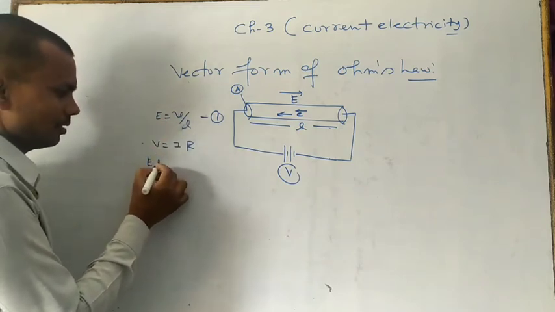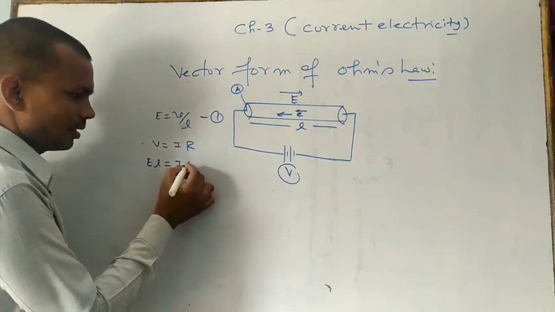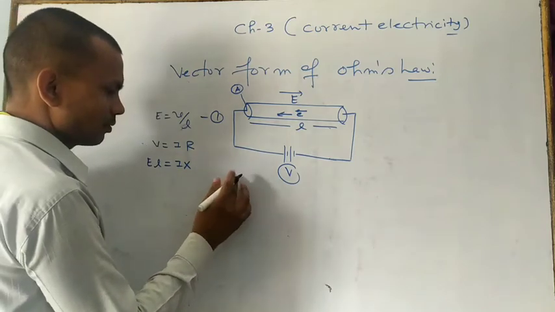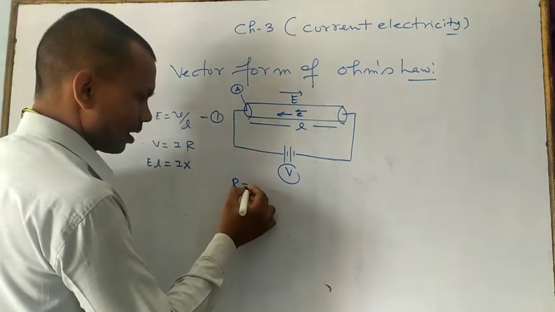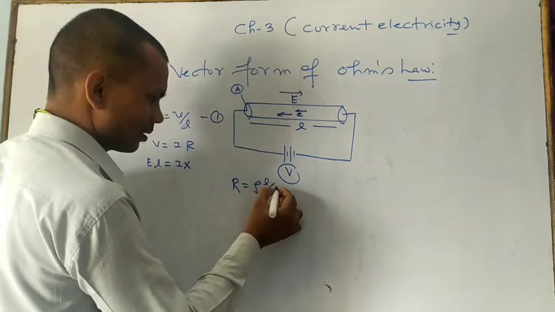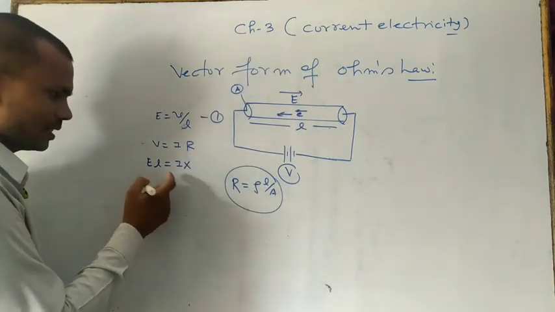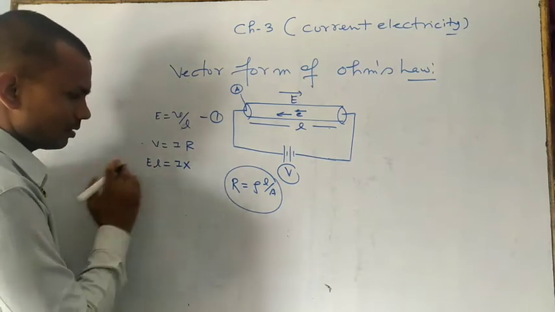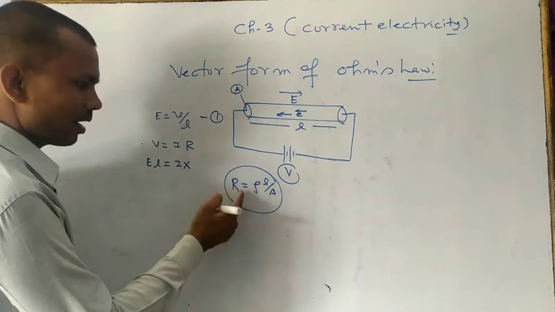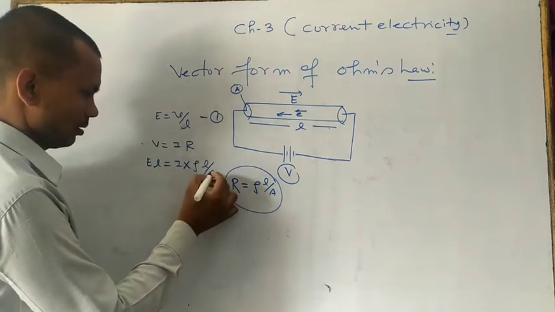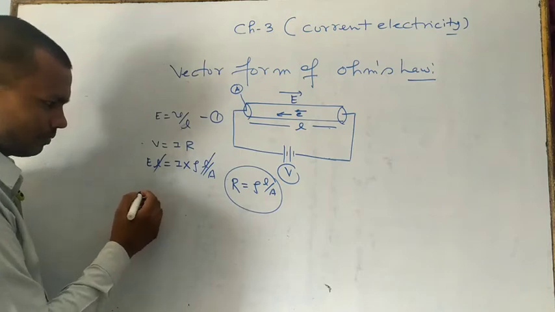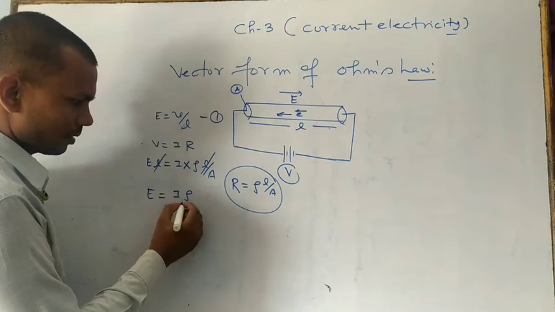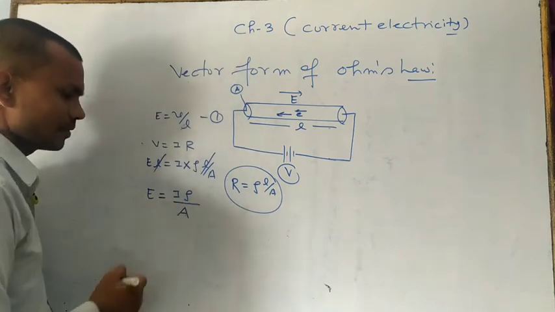So here you write E L equals I, and in place of R, you know R is equal to rho L by A. So in place of this one, E L equals I, and in place of R we can write rho L by A. So the L cancels out. So what we are getting is E equals I rho by A, this we are getting.